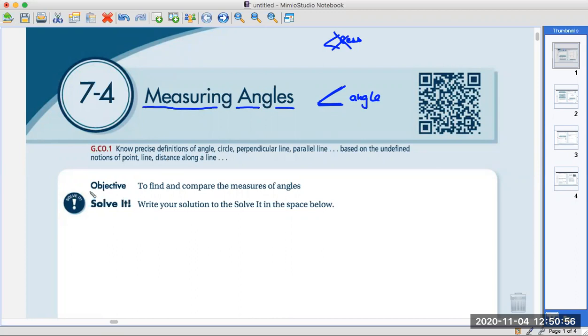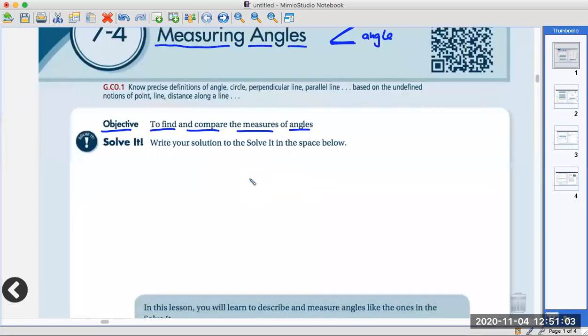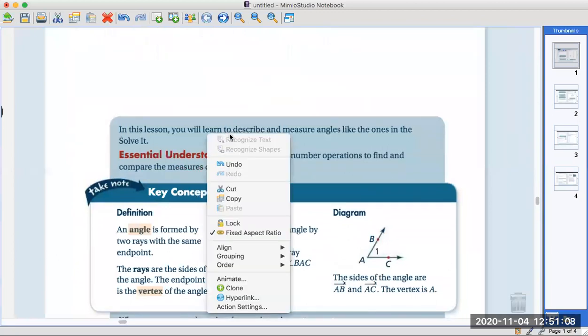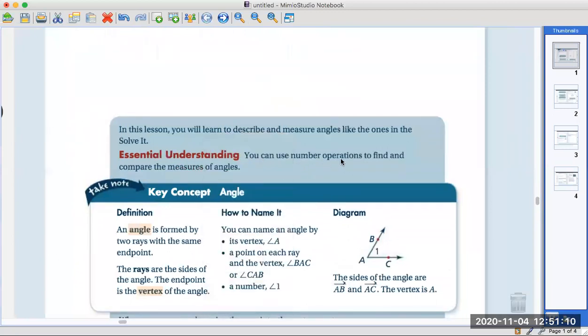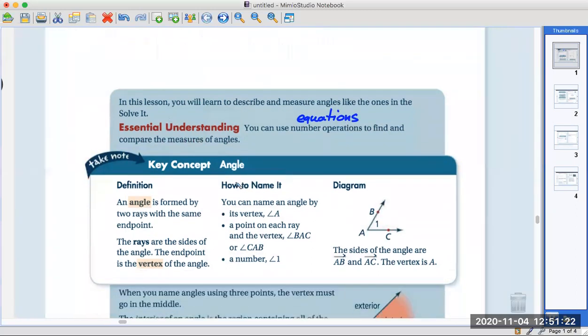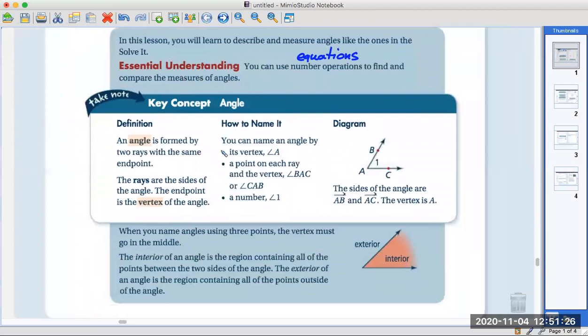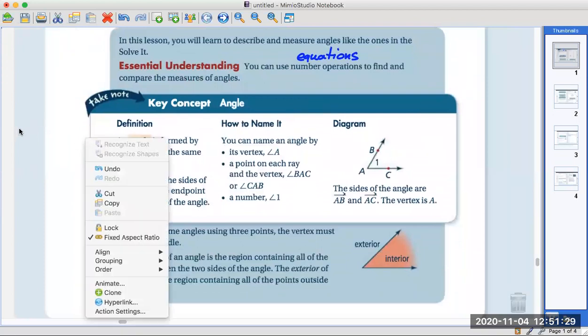So let's underline our objective. We're going to find and compare the measures of angles. In the middle of the page, we have the essential understanding: you can use number operations to find and compare the measure of angles. When they say that, they really mean, most of the time, equations. So we're using equations and we have to solve them. That's why we practiced a lot lately. Solving equations is super important in algebra and math, so make sure you're good at that. So we're going to practice.